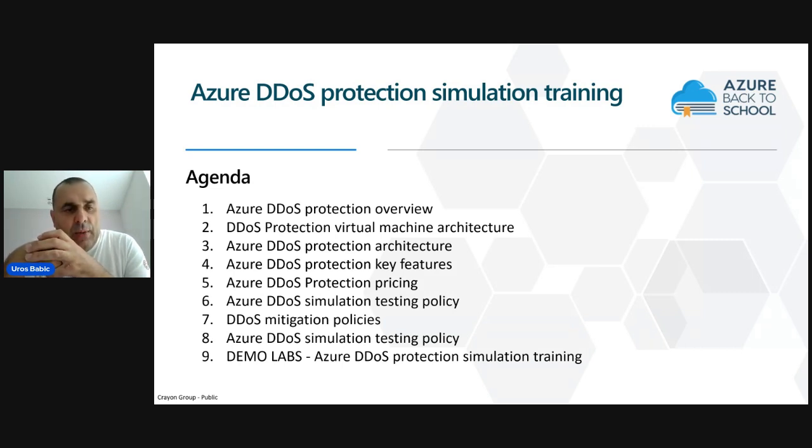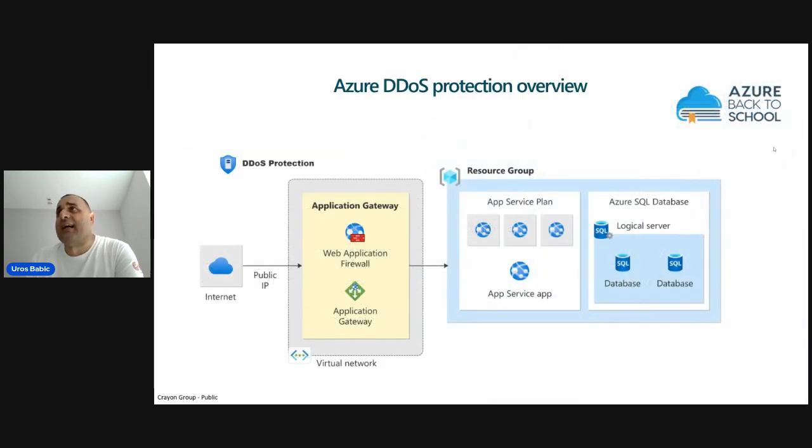During this agenda, I will also explain the DDoS protection virtual machine architecture, how we protect with key features, and what the key features actually are when we discuss Azure DDoS protection strategy. The pricing plan is also a very important part, how we configure the simulation testing policy, how we mitigate with this policy, and how we actually test this policy. That is also an important step in our strategy.